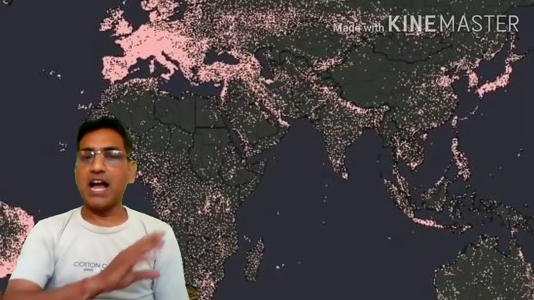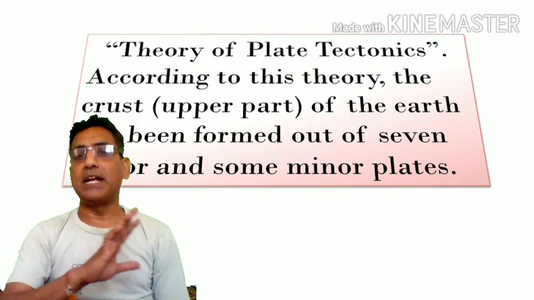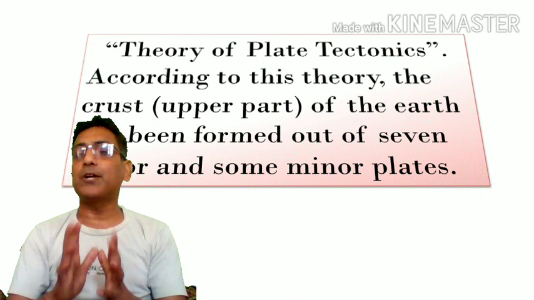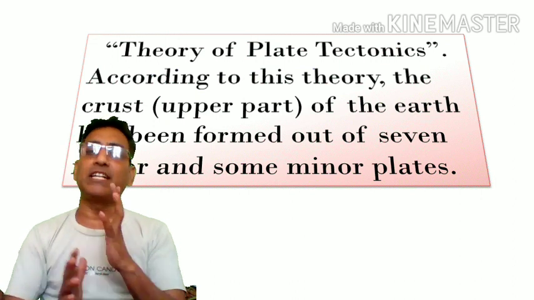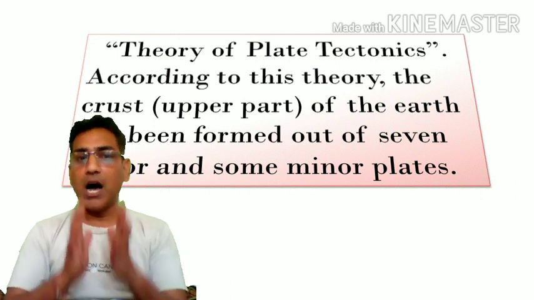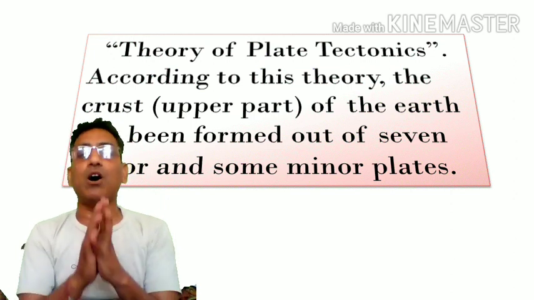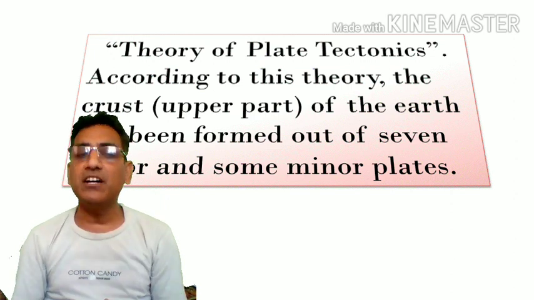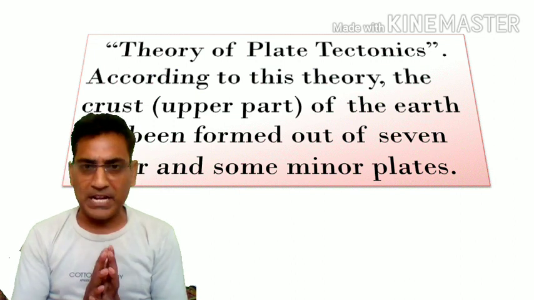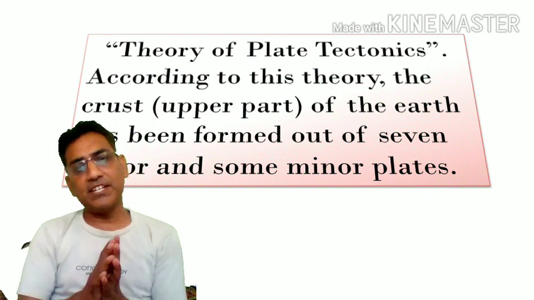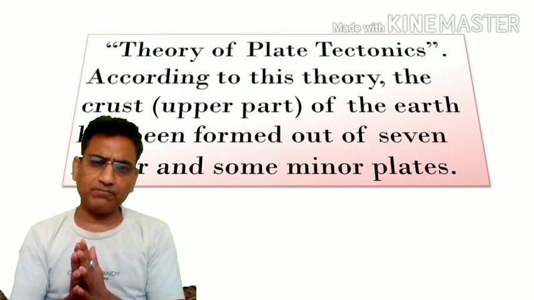Dear children, according to the theory of plate tectonics, the upper part of the earth is called the crust. The upper part of the earth, that is the crust, has been formed out of 7 major and some minor plates. Now what are these plates and what are their names?